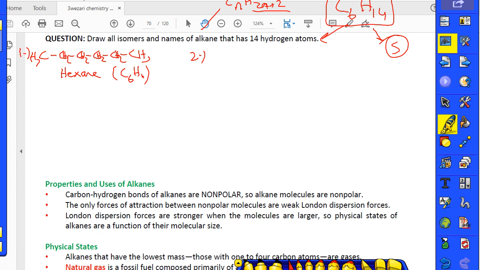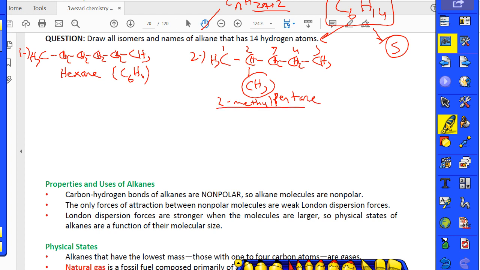Second one, instead of a 6 carbon chain, we use a 5 carbon chain. 1, 2, 3, 4, 5. I put here 1 carbon also. CH3, CH, CH2, CH2, CH3, and CH3. And on the second carbon we have what? A methyl group. So the name is 2-methylpentane. This is also C6H14. What about the third one?